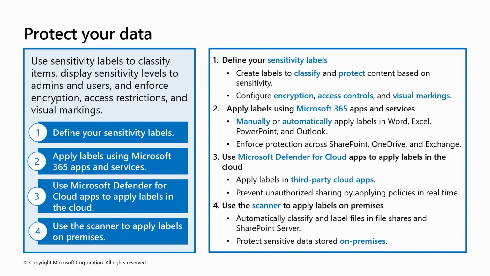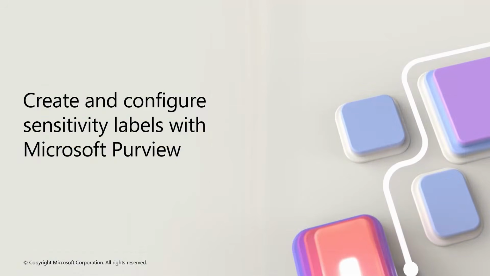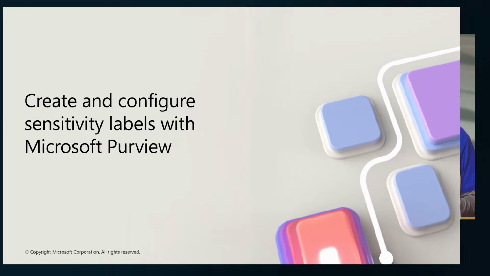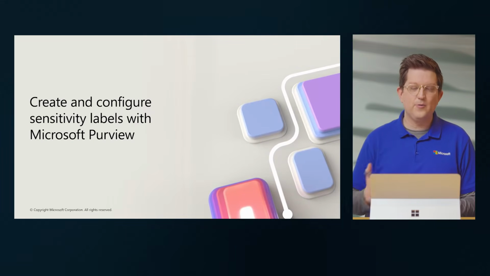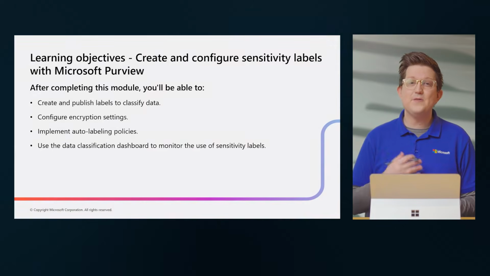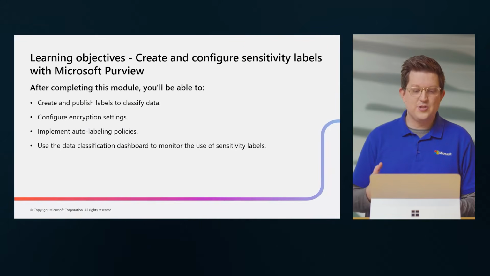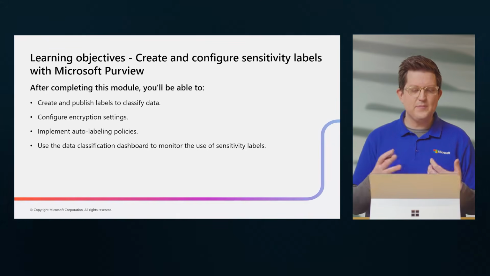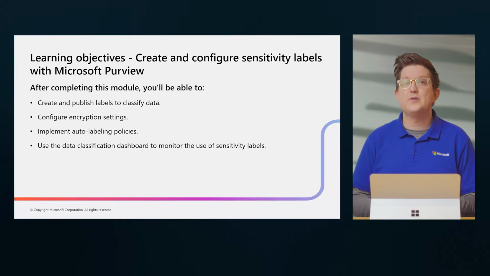For more information on the way in which the information protection framework can assist you, head on over to Microsoft Learn to learn more. All right, let's get ourselves started with our first major topic here. How we actually go through and create and configure all of our sensitivity labels within Purview. There's a few things that I want to make sure that we cover as part of this first topic. Of course, the creation of the labels themselves, how to publish them out, how to use them to classify data, those sorts of things. We'll also talk encryption and a little bit of auto-labeling that come into it as well.